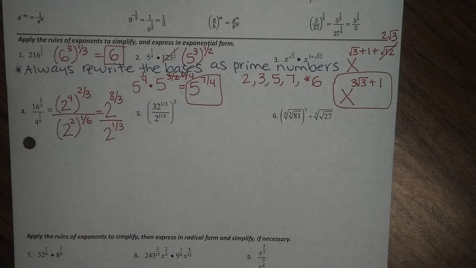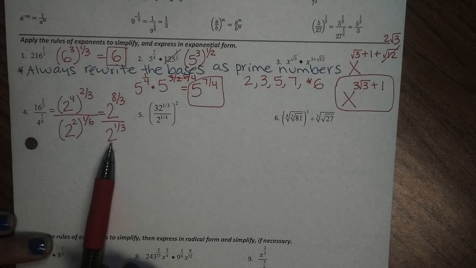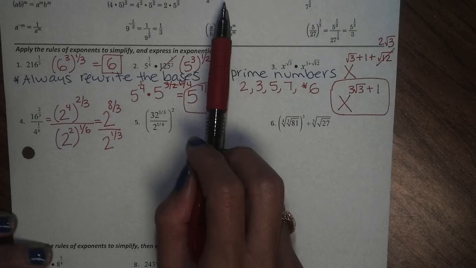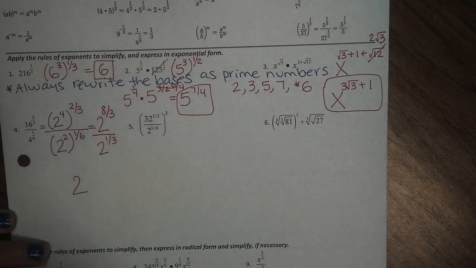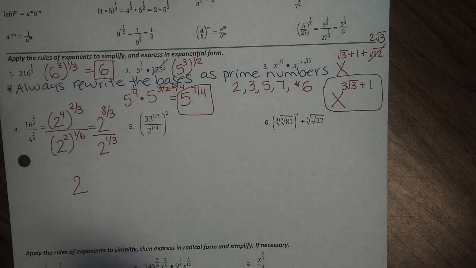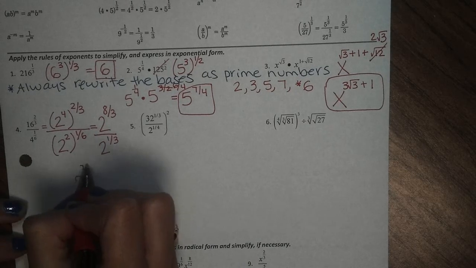And then finally, we need to apply the rules of exponents to simplify it. When you divide bases like that, you're supposed to subtract the exponents. First of all, remember, the base will stay the same. It's going to be a 2. And now you subtract 8/3 minus 1/3, which is 7/3.